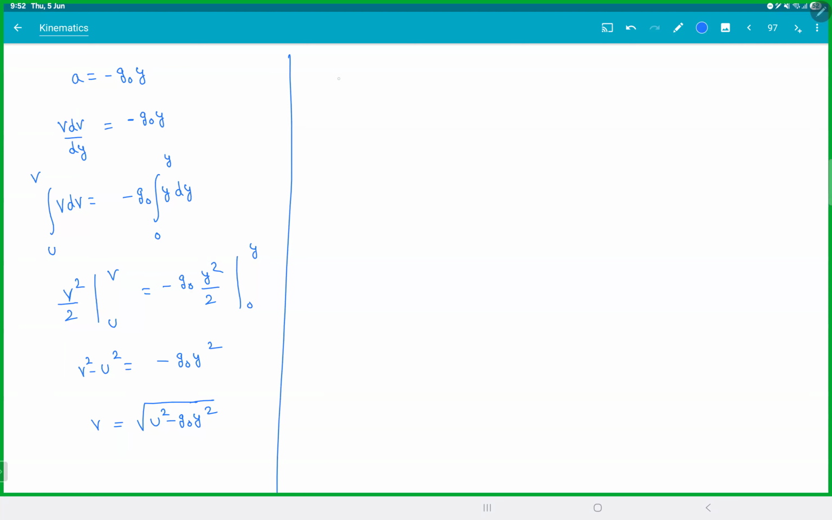Now what do you want to find? At h max, so when you reach the maximum height, your speed is 0. And the y coordinate becomes h max. That is still valid. That has nothing to do with gravity. Whenever you're about to take a turn, your velocity becomes instantaneously 0. So if you substitute the formula here, you end up with 0 is equal to u square minus g naught h max square. So from here, we got h max is equal to u by root g naught. Check. That is your h max.